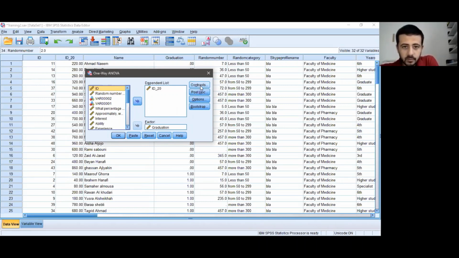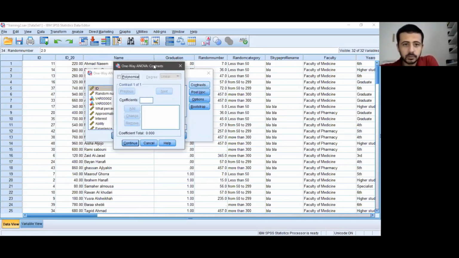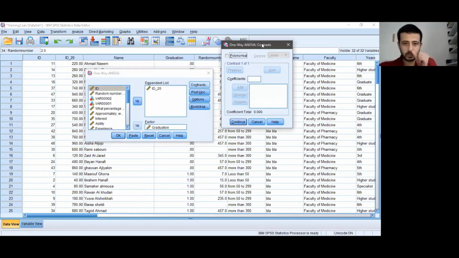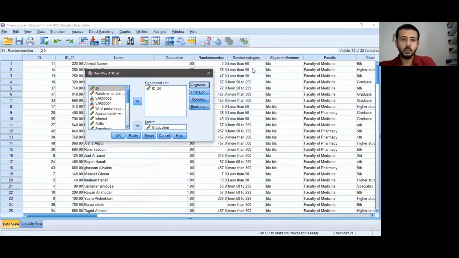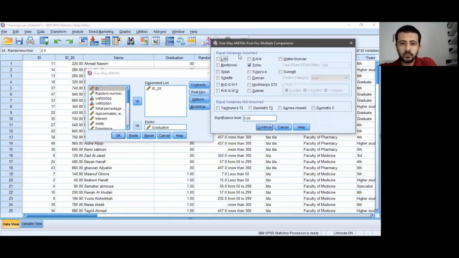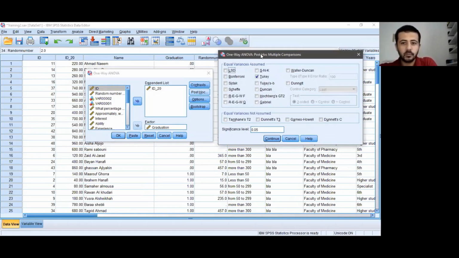So here you have the contrast, you don't need the contrast. You go to the post hoc. If you remember for chi-square, I told you for the chi-square we need the post hoc to understand more about the Z values and to tell, okay, this is increasing this, okay? Here, actually the Tukey test was not checked.